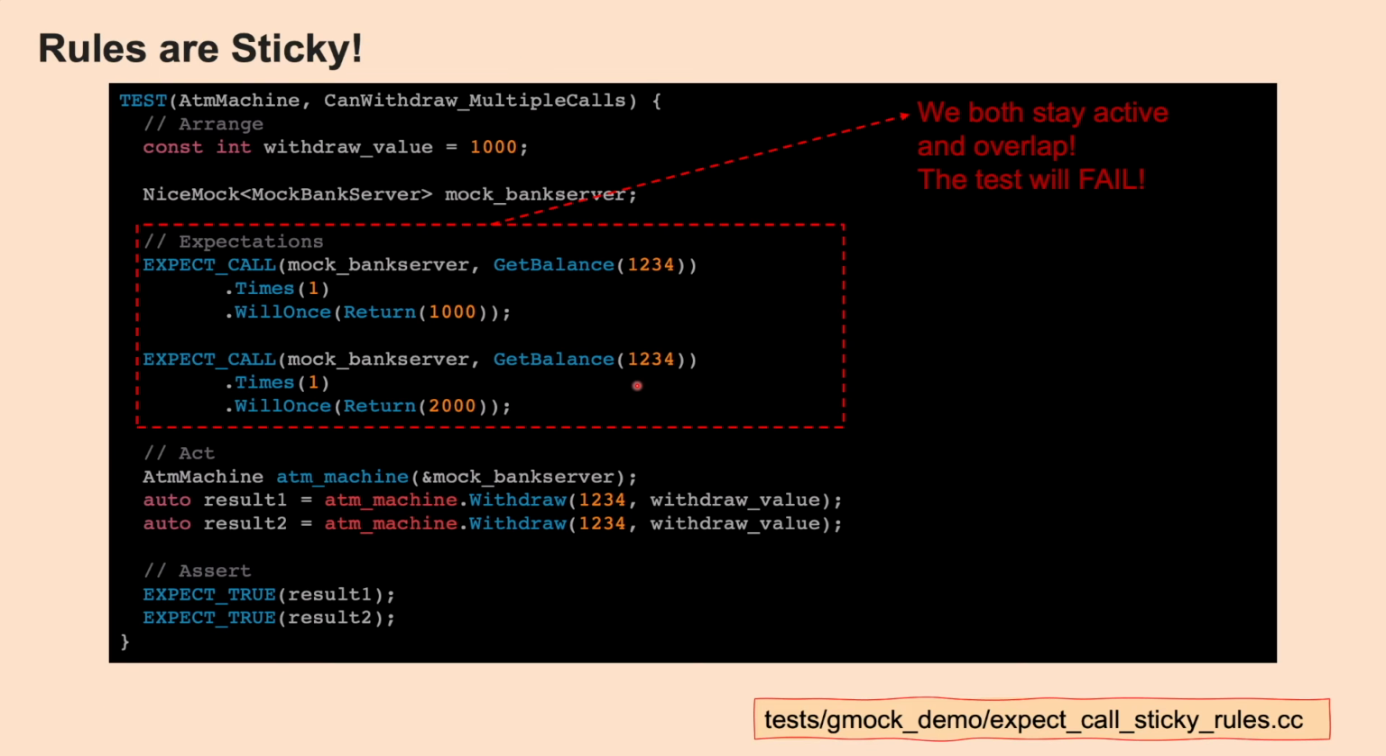And the problem happened because of two reasons. There is an overlap between these two expect calls, and GMock tries to match these parameters from bottom to the top, and it happens that this will be matched twice, but you mentioned this should be called only once.